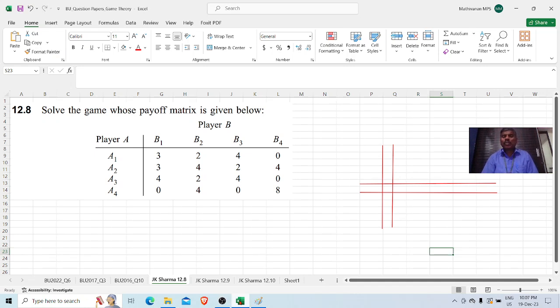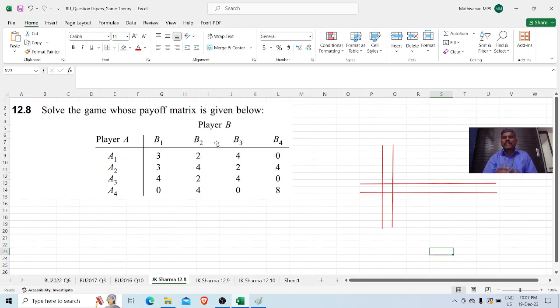So, this is the fourth video in this series. In the past three videos we have discussed solutions to the problems asked in the end term examination of Bangalore University. For this discussion, we'll take a problem from Professor R.K. Sharma's book. The problem is displayed here. 12.8, solve the game whose payoff matrix is given below for player A and player B.